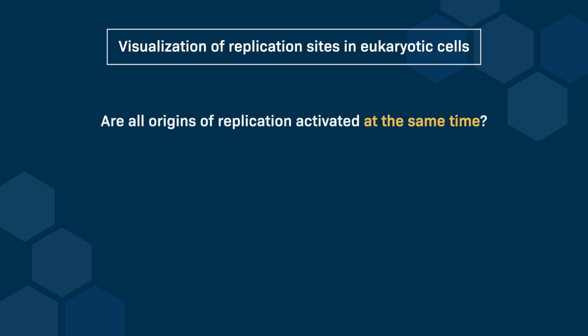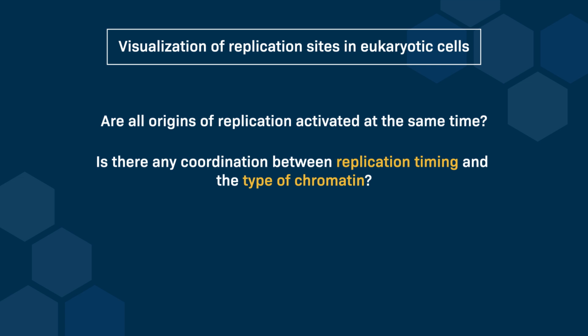Are all origins of replication activated at the same time? And is there any coordination between the replication timing and the type of chromatin? To answer these questions, analysis must be conducted on synchronized cells, and the replication sites need to be visualized.